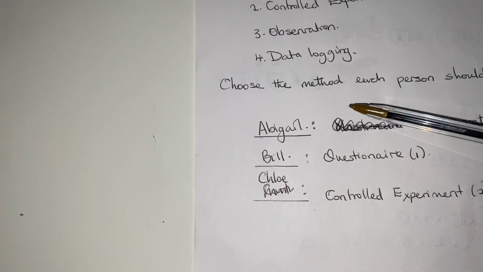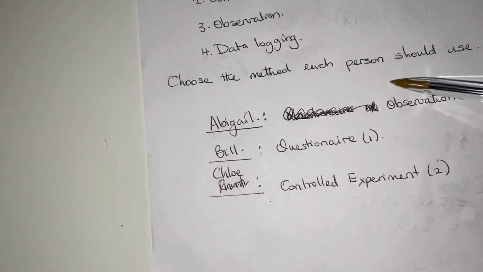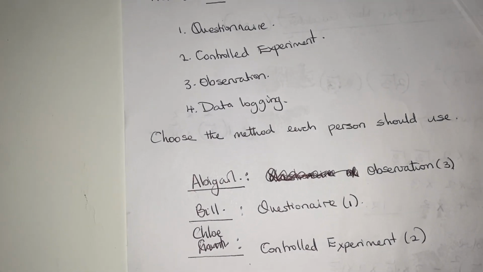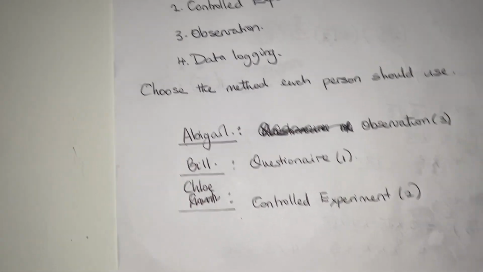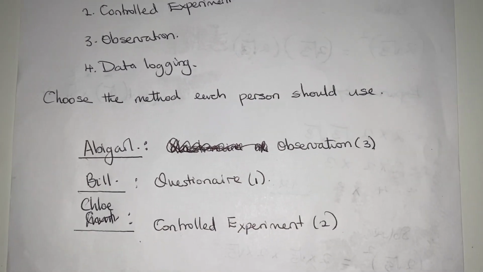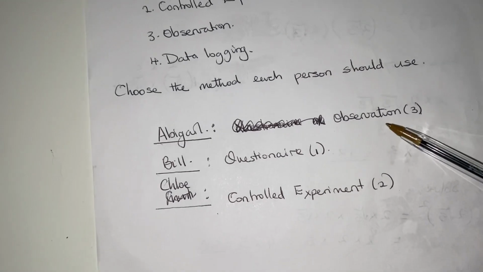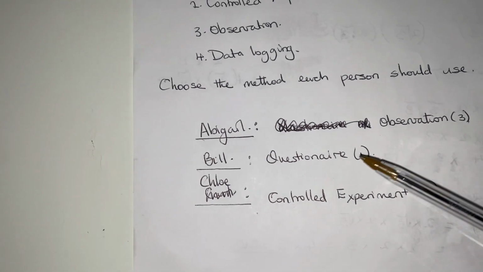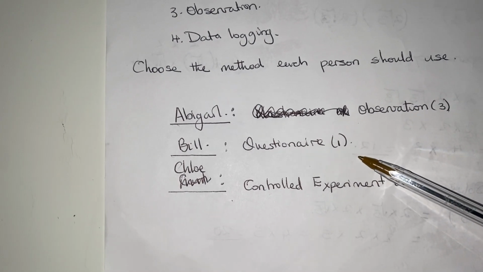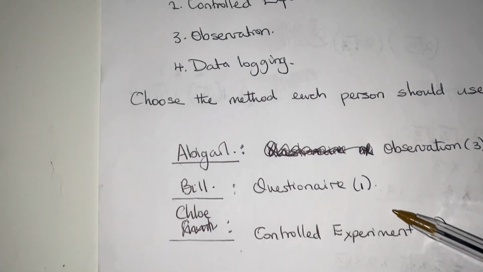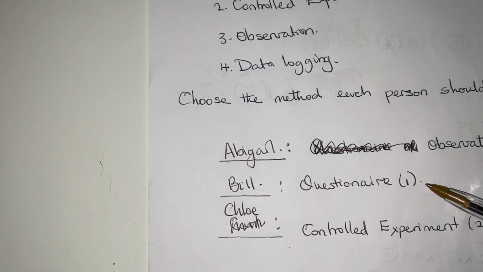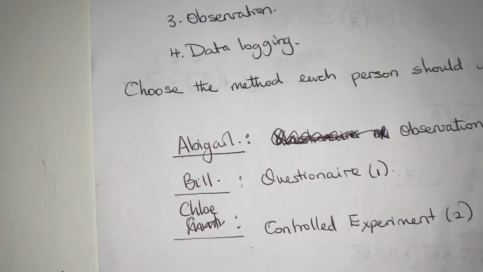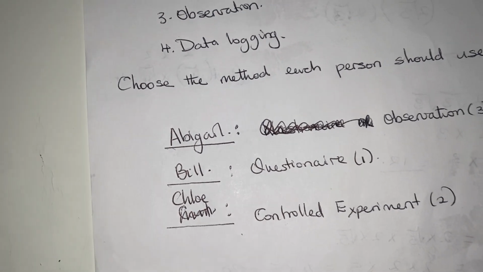Now the question is, choose the method each person should use. So Abigail, who wants to know the colors of cars in a car park or in an area, can go with observation. Bill, who wants to know students' thoughts on the new school dinners or the food served, can go with the questionnaire. You can't just go into people's faces. How do you know? Because it's not everybody who even takes school dinners.